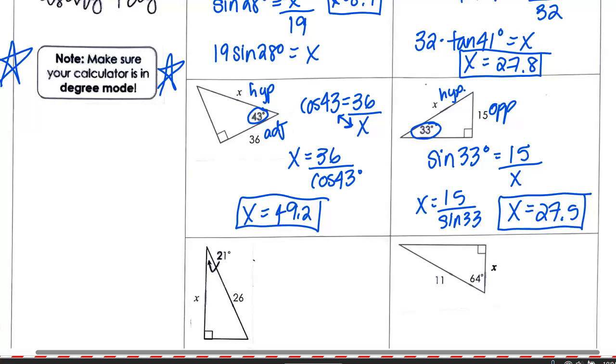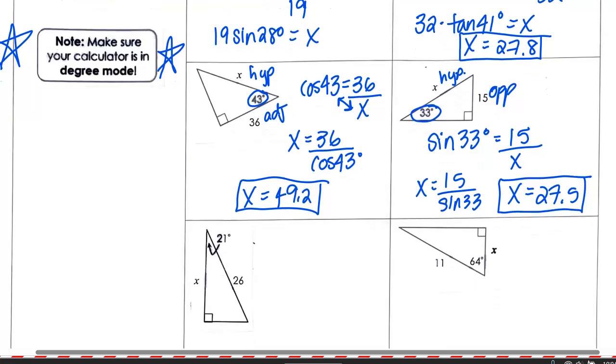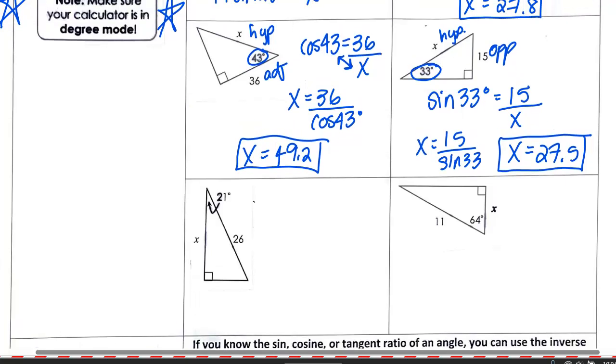I'm not going to do these last two with you. I'd like for you to try to do them on your own, but I will give you the answers. So this one, you should get 24.3 for x, and this one, you should get 4.8. So try solving those two on your own, put them in your calculator, see if you get those values.